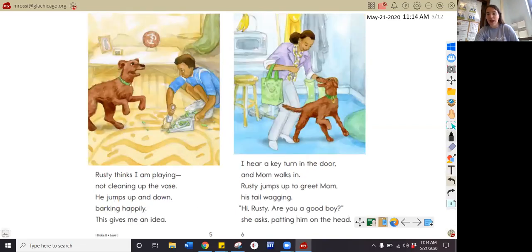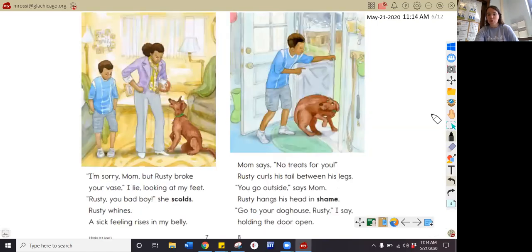Nice job, friends. Let's go ahead and pause your video and read through these 2 pages now. Raise your hand if you think the dog's name is Ralph. Raise your hand if you think the dog's name is Rusty. Good job. I wanted to see who figured out that character name without my help. The dog's name is Rusty. Nice job. All right, friends, pause your video and read through these 2 pages now.